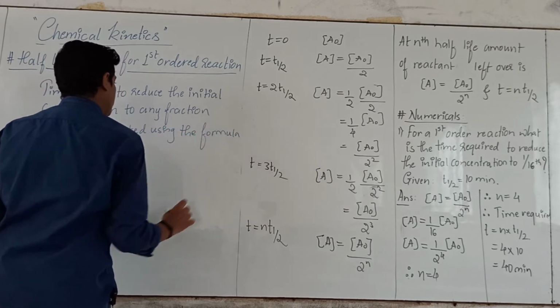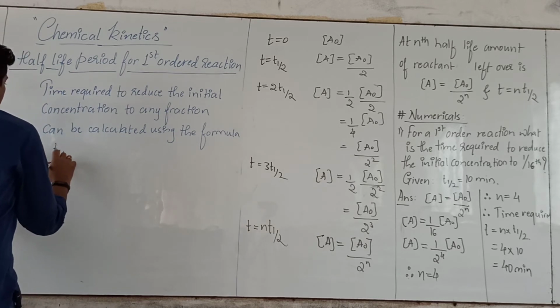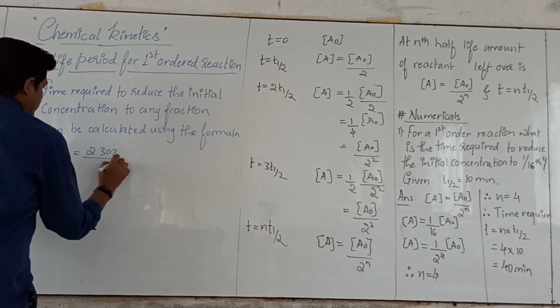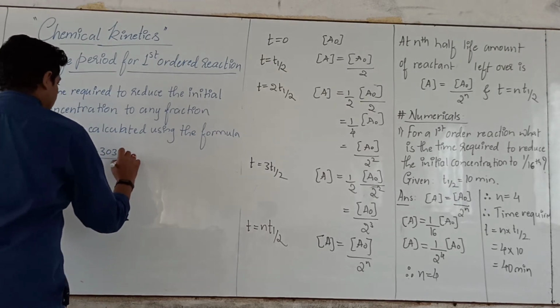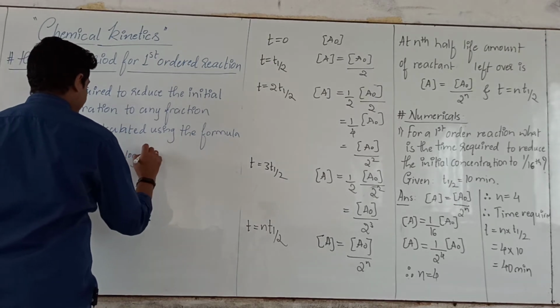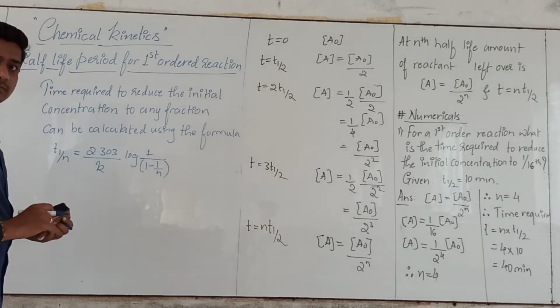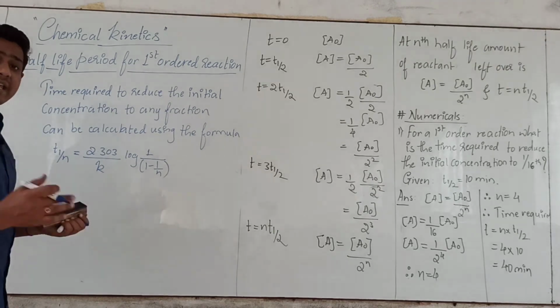Now which formula we will use? See, T1 upon N is equal to 2.303 divided by K into log of 1 divided by 1 minus 1 upon N, where N represents any fraction.